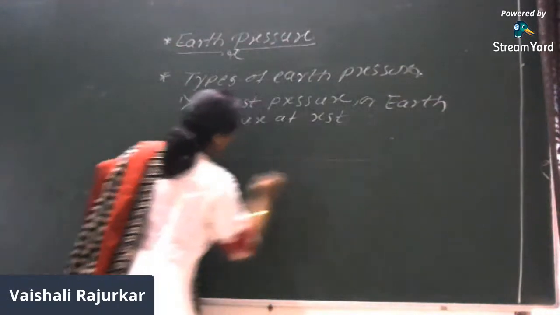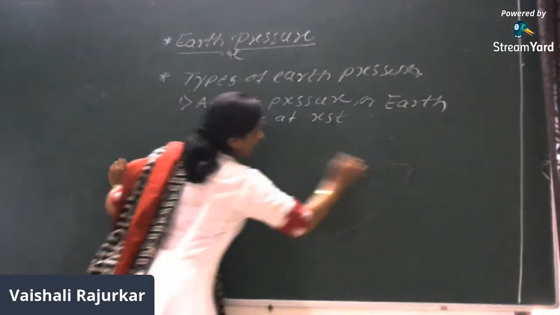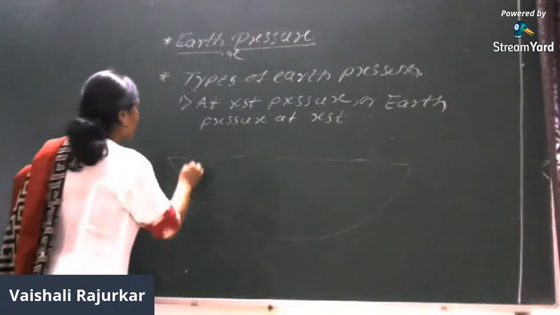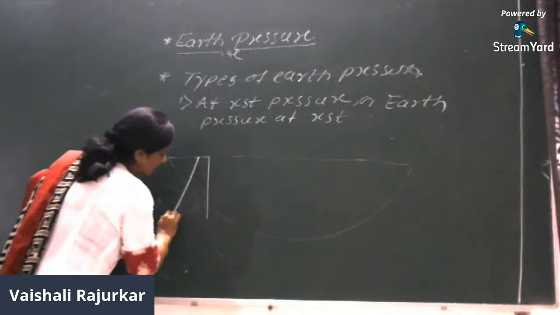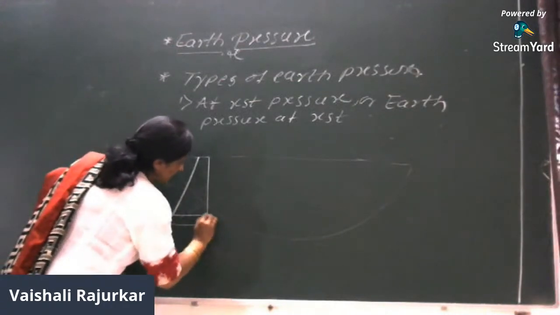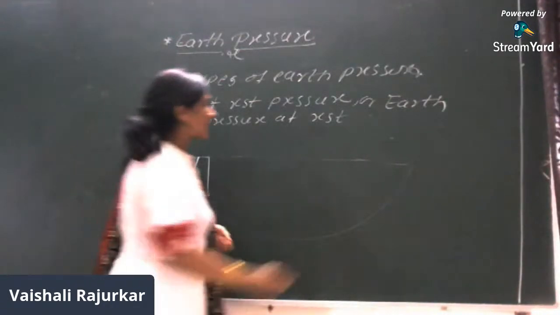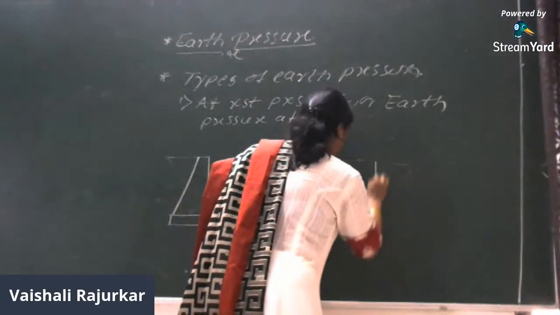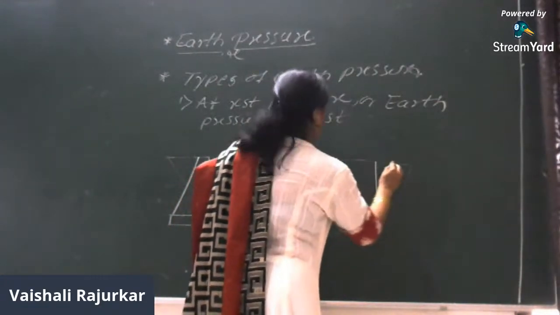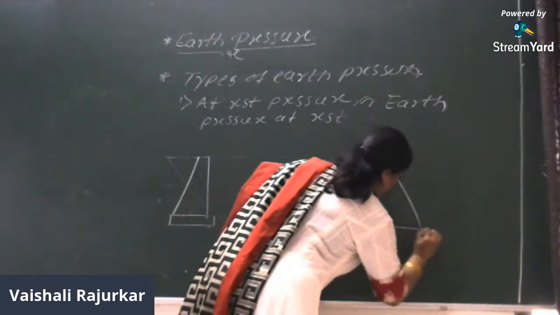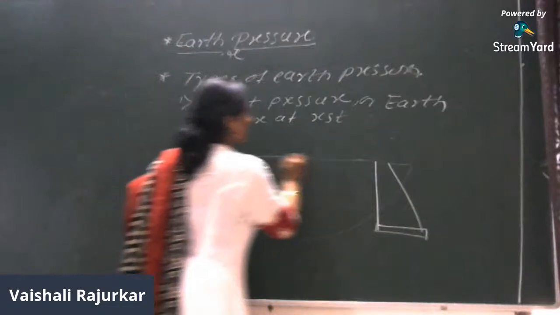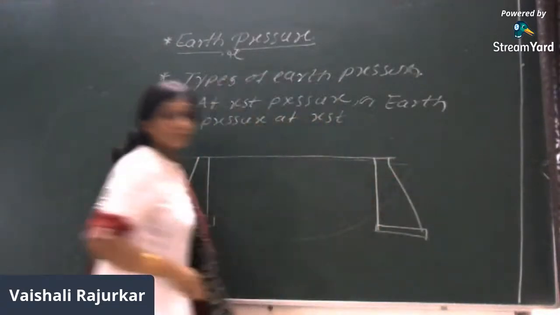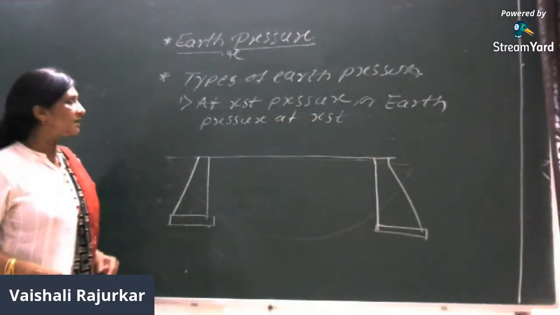Now suppose here we can see this is the bank of the river, and here there are two supports. The end supports of the bridge are called the abutments, whereas these are the two end supports of the bridge.